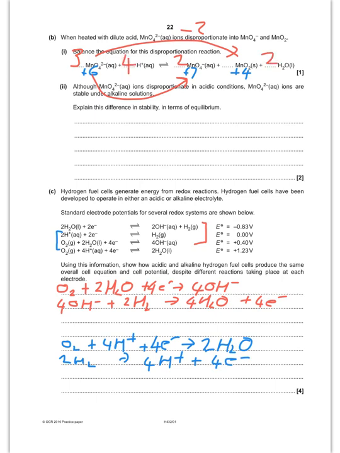Okay, so although MnO4 2- ions disproportionate in acidic solution, they're very stable under alkaline conditions. Why is that? Well, if you add alkali, alkali will of course react with H plus to remove it, which shifts the equilibrium to the left-hand side. However, in acidic conditions, the equilibrium will be shifted to the right-hand side because you're increasing H plus ions.